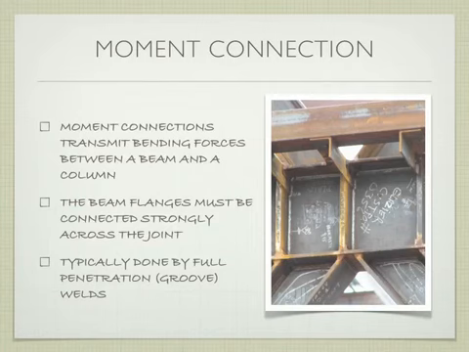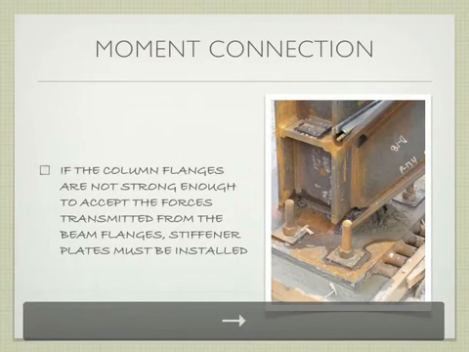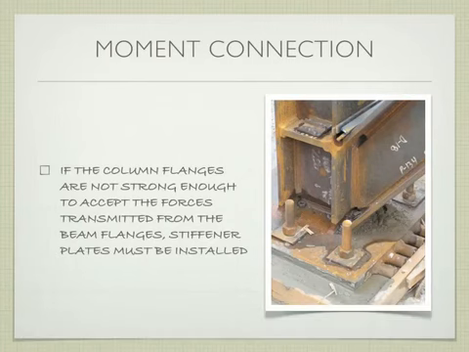In order for this moment connection to happen, the beam flanges must be welded to the column or to another beam using full penetration welds. So it has nothing to do with the webs. It has entirely to do with the flanges. And I'll show you some examples of that in a second. It's typically done by full penetration welds. The column flanges, if they're not strong enough, we're going to add stiffener plates, something like this, to accept the forces that are being attached to it, to increase that strength.